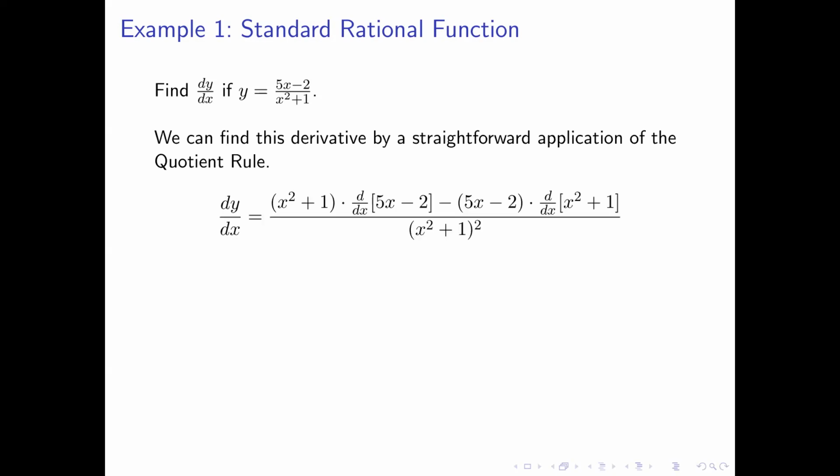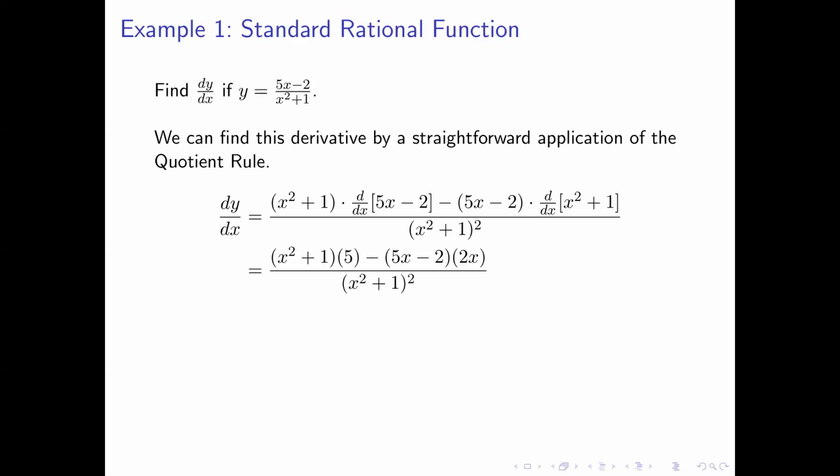Here are all the parts. Now there's a lot here. Let's break it down piece by piece. In the numerator, the first thing we have is x squared plus 1, the denominator of our quotient function, the low part, if you will. And that's being multiplied by the derivative of the numerator, 5x minus 2. So that's our low d high. We then subtract the numerator, 5x minus 2, times the derivative of the denominator. So that part after that middle minus sign is high d low. And then in the denominator, we take x squared plus 1, which is the denominator of our original quotient function, and we square it.